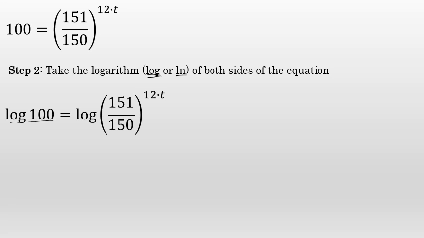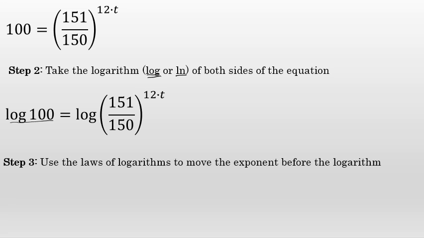Now that I've taken the log of both sides of the equation, I can do something that will make this problem a lot easier moving forward. I'm going to use the laws of logarithms to move the exponent before the logarithm. An exponential equation is difficult because the variable is in the exponent. However, once you take the log of both sides of the equation and you're dealing with logarithms, there's a property of logarithms, a law of logarithms, that states if you take the log of anything to a power, that has the same value as if you would move that exponent in front of the logarithm.